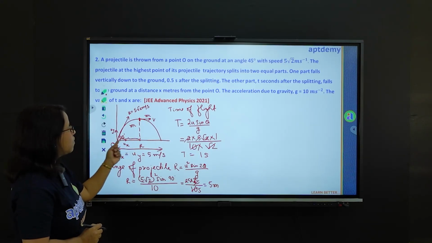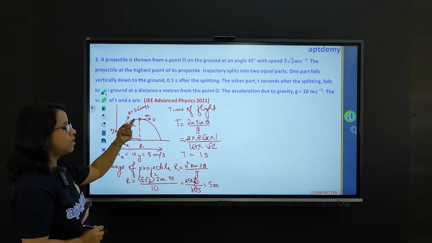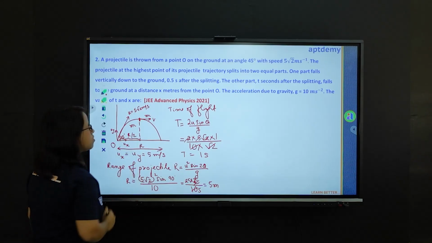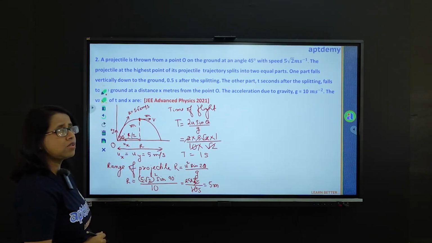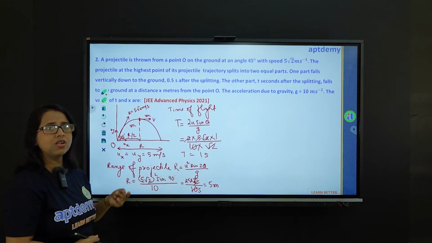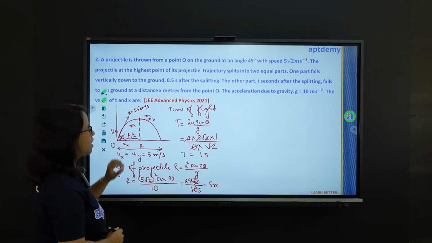As you can see, the net range would have been R, so half of it till the highest point is equal to R by 2. So till this point, the displacement, or the distance covered from the starting position, is equal to R by 2. Now at this point the splitting takes place.